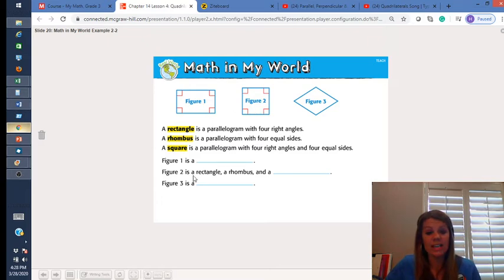Figure 2 is a rectangle, a rhombus, and a what? So it's a rectangle because it has 4 right angles. It's a rhombus because all of the sides are equal length. And what else is it? A square. Good, that's a square. And figure number 3 is a parallelogram, right? But if we're trying to be more specific, that one's going to be a rhombus. So 1 is a rectangle, 2 is a rectangle, a rhombus, and a square, and number 3 is a rhombus.